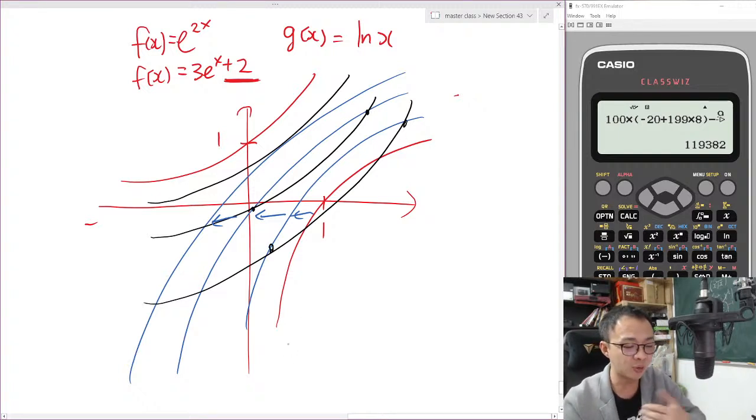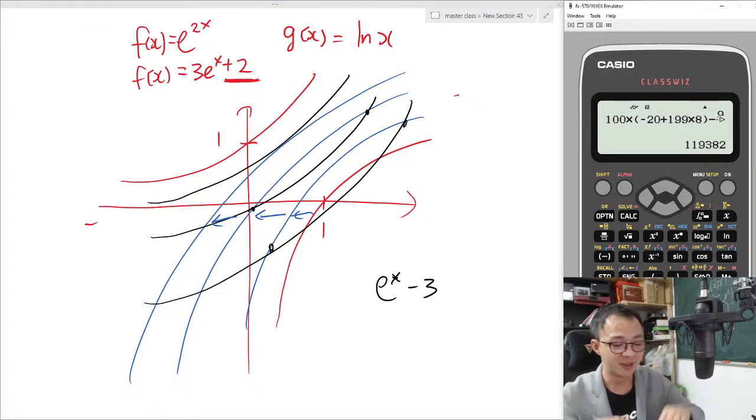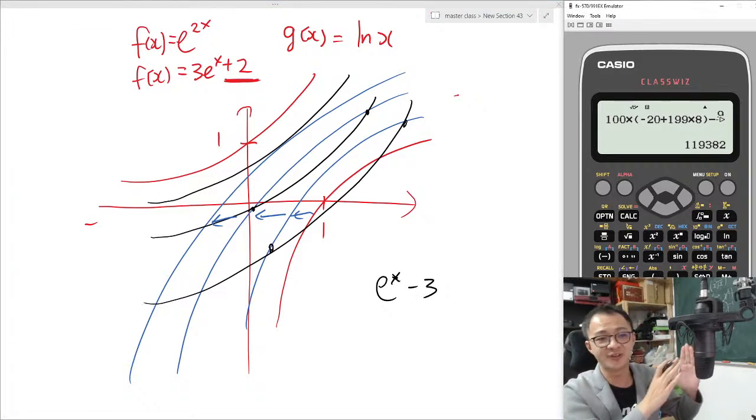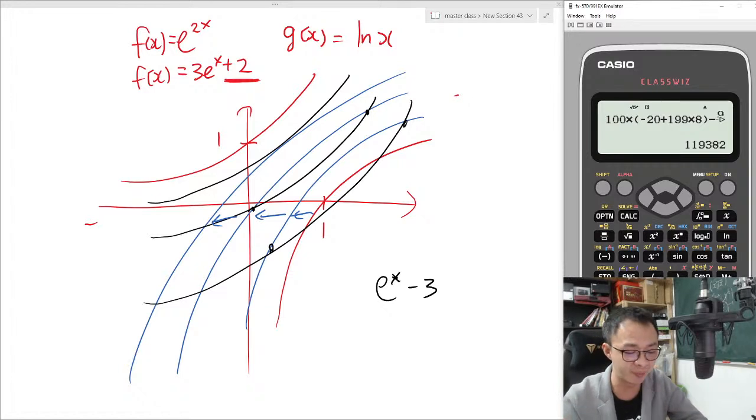But how do I know they will actually move in that direction? It very much depends on the equation. So let's say they have something like e^x minus 3. You can see the graph actually goes downward, right? So the exponent graph is going to move to the left. So eventually they will intersect at 2 different points.